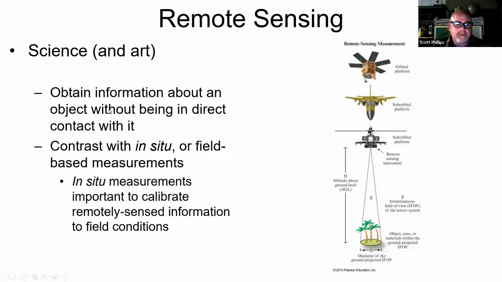To understand remote sensing, one way to contrast it is with in situ or field-based measurements. Although it should be said that field-based measurements on the ground are an important aspect of remote sensing, because to understand what you're collecting from a distance, you also have to collect information on the ground to compare the two together.